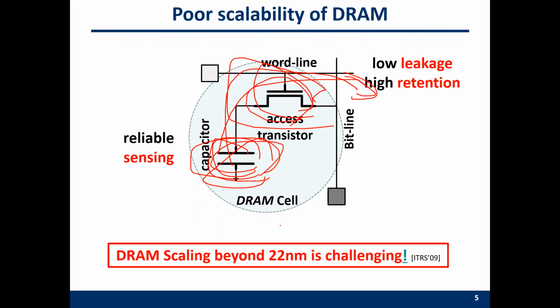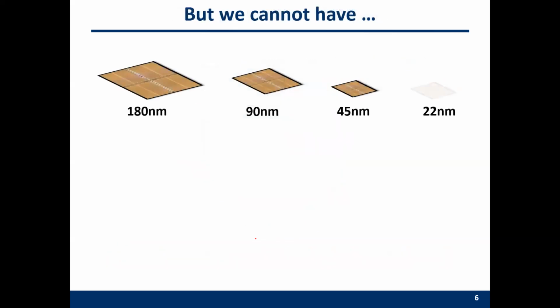Now we have 5 nanometer or 3 nanometer. The scaling of DRAM beyond 22 nanometer is becoming challenging. So nowadays it becomes more and more challenging to make the cell into a smaller size. Basically, we have the same DRAM cell size generation over generation. Now we cannot reduce the chip area anymore, even with a new process technology, new memory technology.